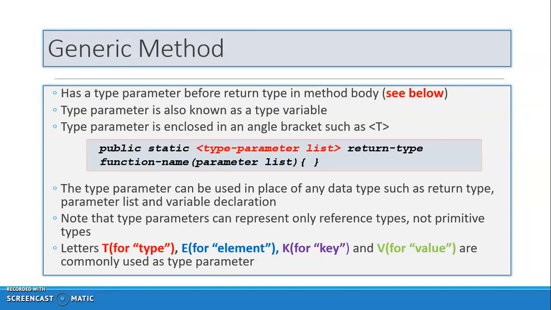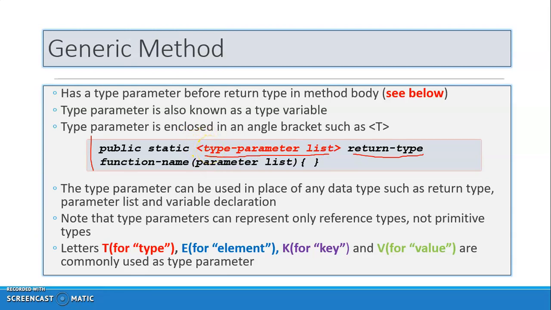A generic method has a type parameter. As we saw, we are able to come up with a generic class, generic method, or interface by having a type parameter. A generic method has a type parameter which is placed before the return type in the method. Here we're showing you the general form of how we can create a generic method. Before the return type, we have a generic parameter that we specify.